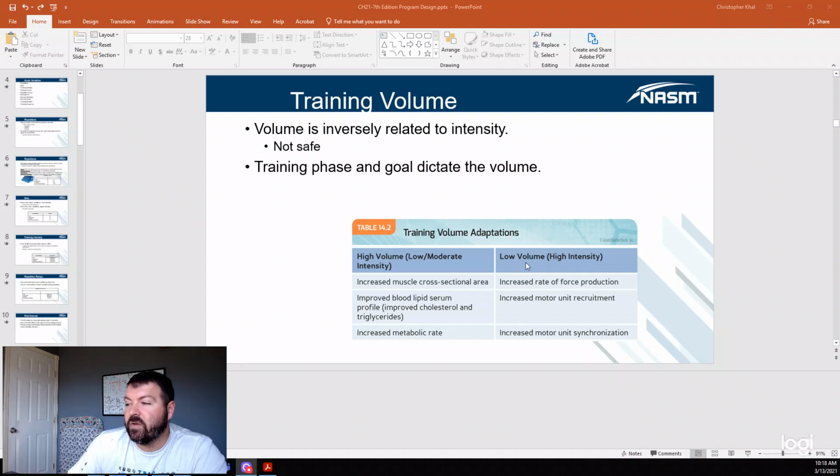With a low volume, high intensity, you increase your rate of force production and increase motor unit recruitment. So you're moving more force because you need more muscle at this point, and you increase motor unit synchronization.